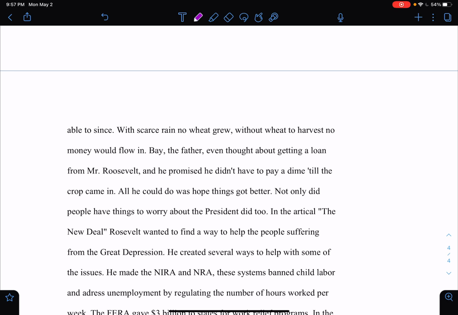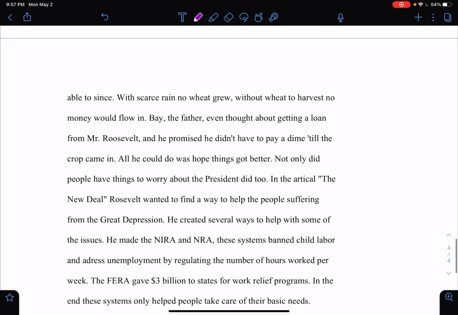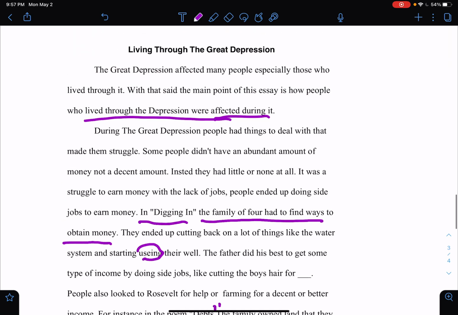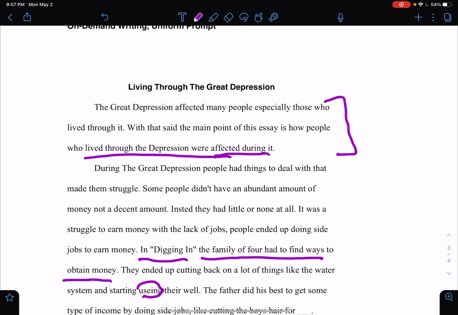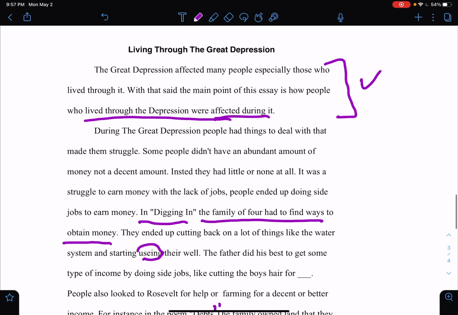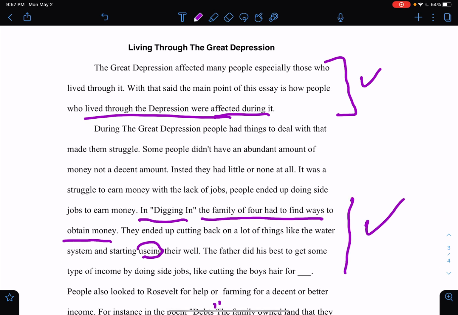"Not only did people have..." So this essay is not the best. There's a number of issues here. The biggest issue is this weak introduction. I also don't like how they don't use quotes.